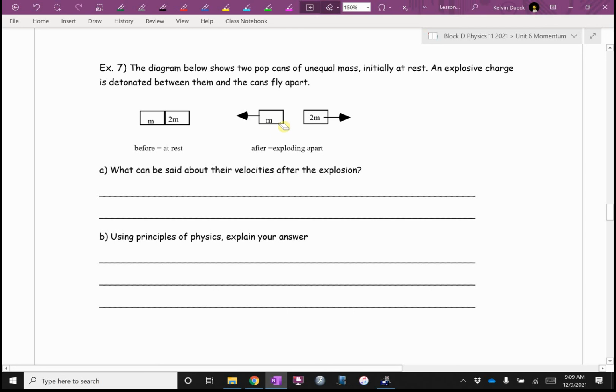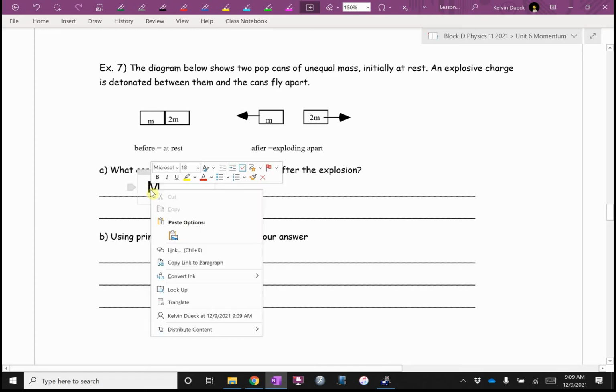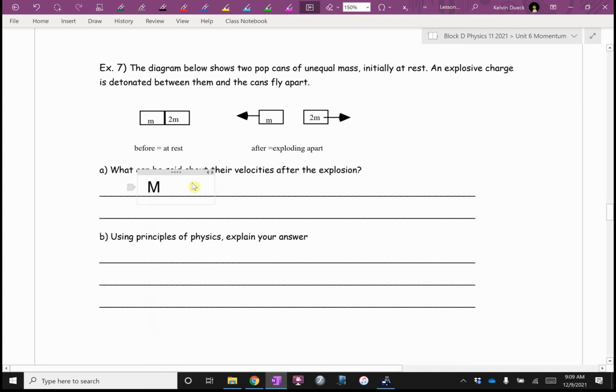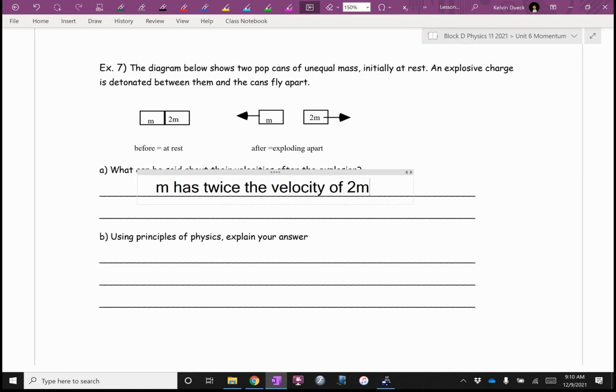Will m be moving twice as fast as that? Why? I agree. So let's say that little m has twice the velocity of 2m.